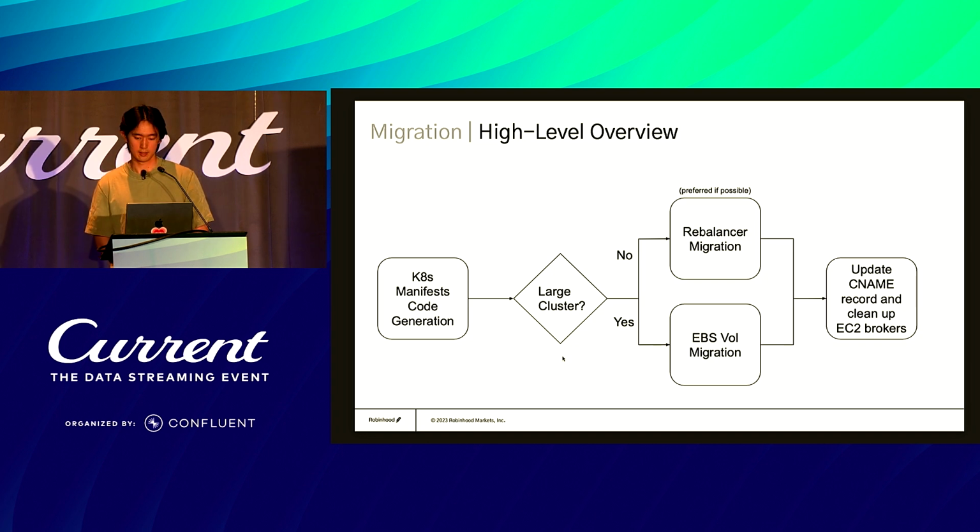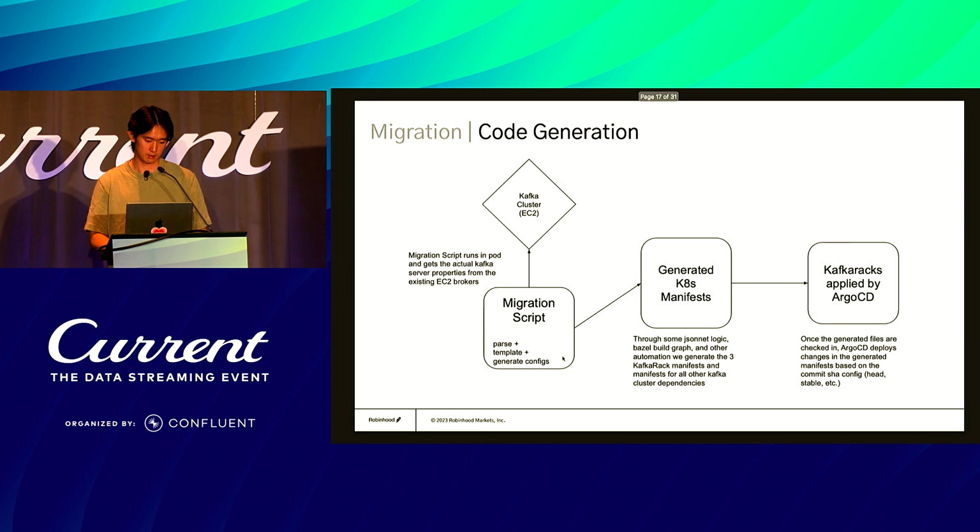When that's all said and done, we can update the CNAME record, point it to the Kubernetes service at hand, and then clean up the EC2 brokers. So that's just a high-level overview of the migration process for us.